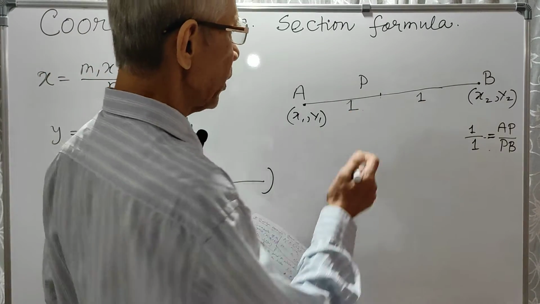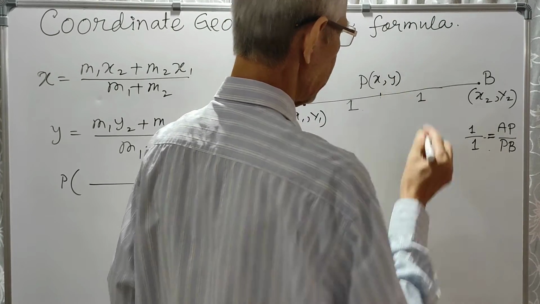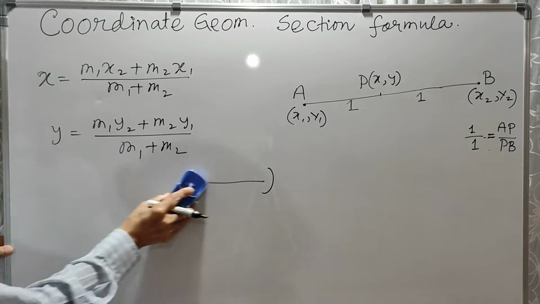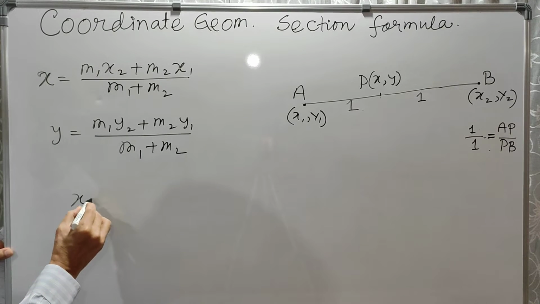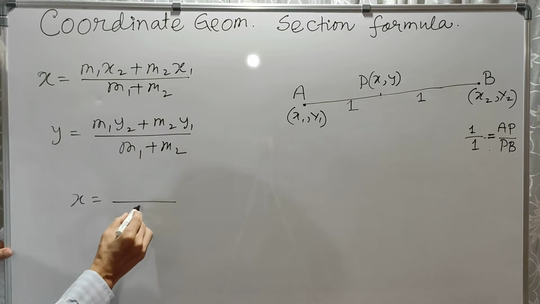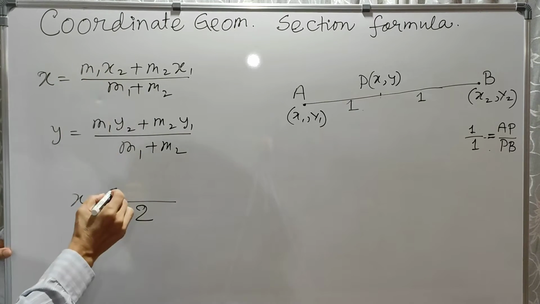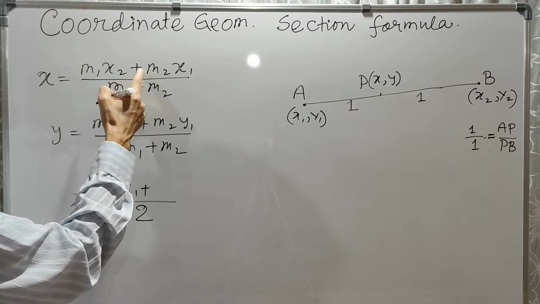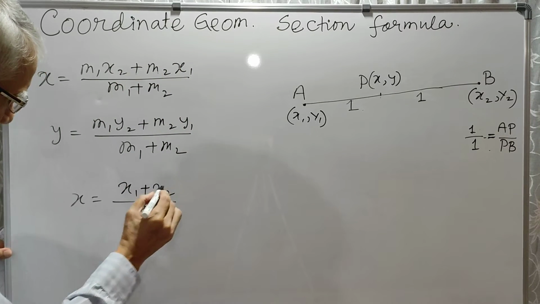Then what will be the coordinates of P, that is, the values of x and y? Using this formula, if P is the midpoint, then what will be x? m1 and m2 are 1 and 1, so 1 plus 1, 2. Then m1 into x2, so 1 into x2 plus 1 into x1. That means x2 plus x1, that is x1 plus x2.